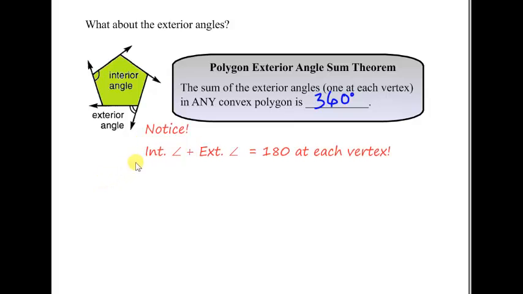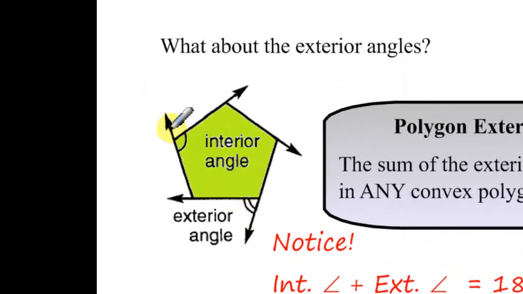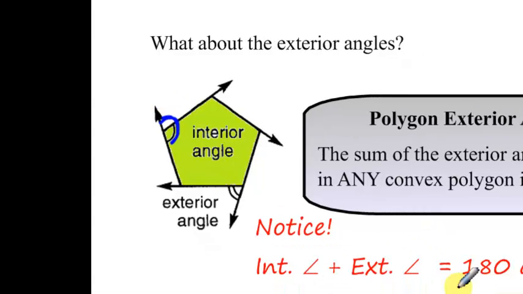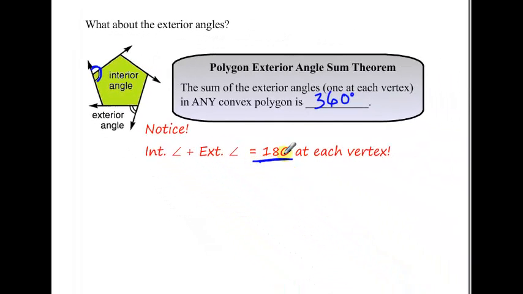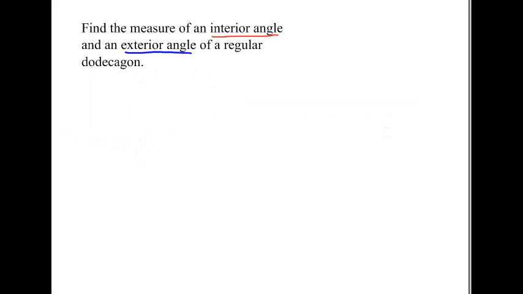Notice that the interior angle plus the exterior angle, what are those doing? At each vertex, you take this interior angle and this exterior angle here. You've got a linear pair there. So an interior and an exterior together make 180 degrees altogether, and that can really help you with this type of problem that we're going to do. So really write that down, and let's use it in this example.